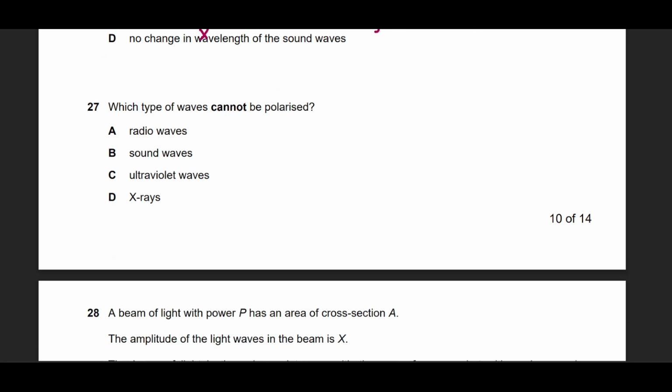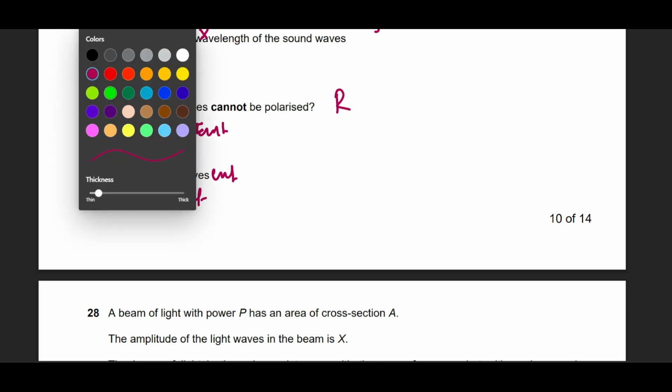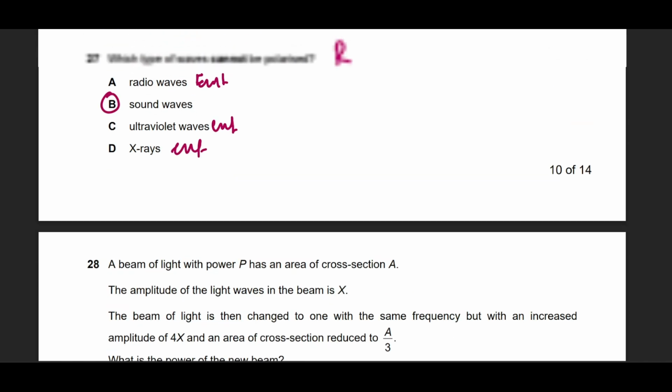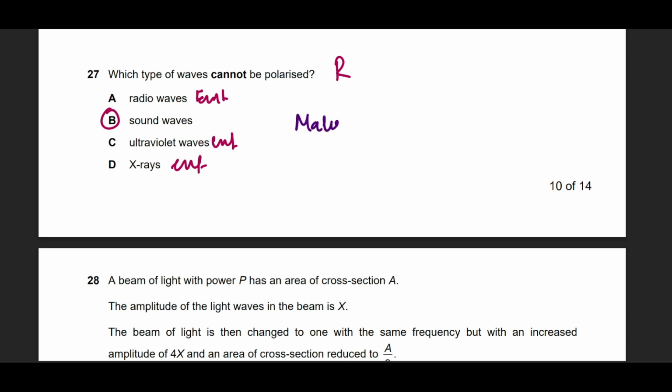Question 27, which cannot be polarized. This is a repeated question again and again. It is only sound waves that can't be polarized. Your electromagnetic spectrum waves are transverse in nature and they can be polarized, right? Please revise Malus's law. I'm surprised he didn't give a question about this one, which is I equals I naught cos square theta, the filtration process. Please revise that.